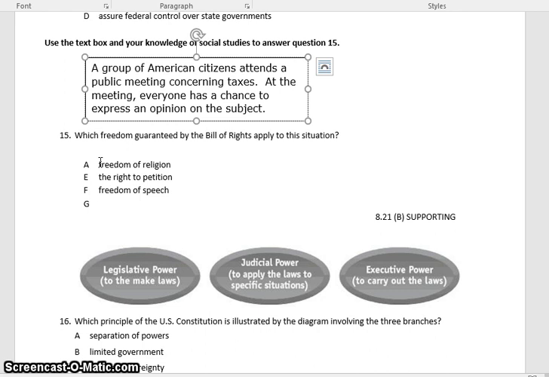A. Freedom of religion. E. The right to petition. Or F, which is C on your choice sheet, freedom of speech. A, B, and C.